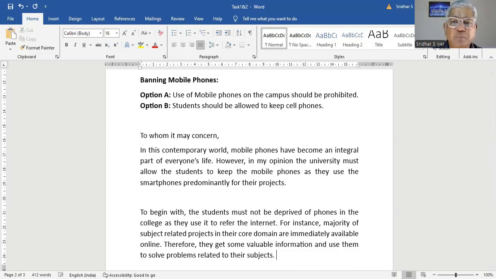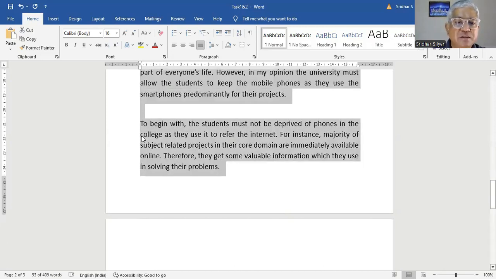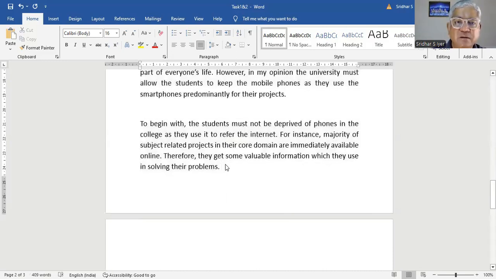To begin with, the students must not be deprived of phones in the college as they use it to refer the internet. For instance, majority of subject-related projects in their core domain are immediately available online. Therefore, they get some valuable information which they use in solving their problems. Let's also check how many words we have written, viewers. So it is 93. Okay.